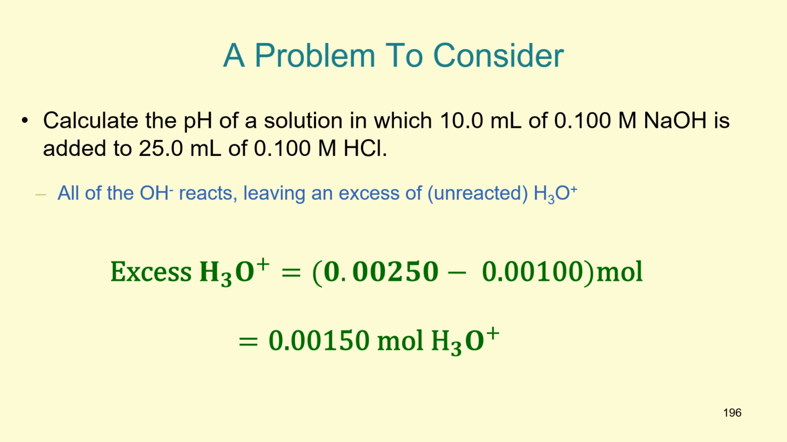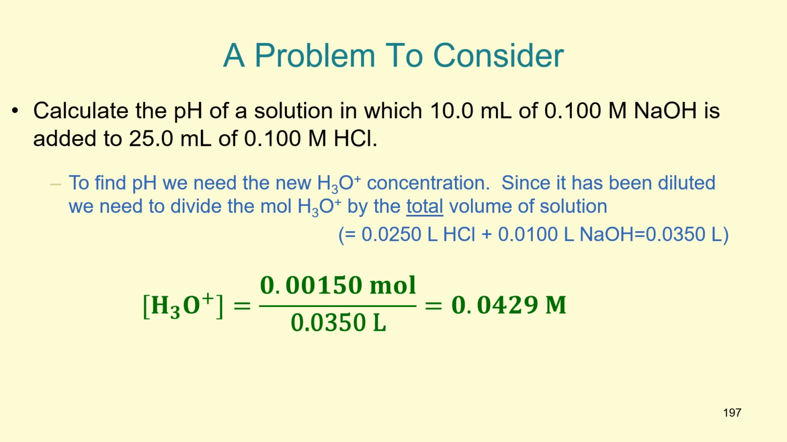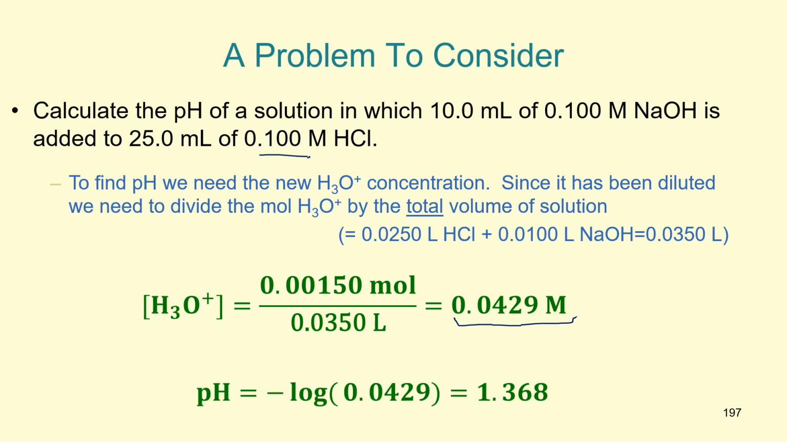But also remember that we've diluted it, so our total volume now is 35 milliliters, or 0.0350 liters. To find the concentration of H plus, we divide by the new volume. Our new concentration started out at 0.1 molar, but now because of titration and dilution, it's 0.0429 molar, and we can find the pH: 1.368. If it was 0.1, the pH would have started out at 1.00. So it's definitely increased, but not very much. So let's look at the next.